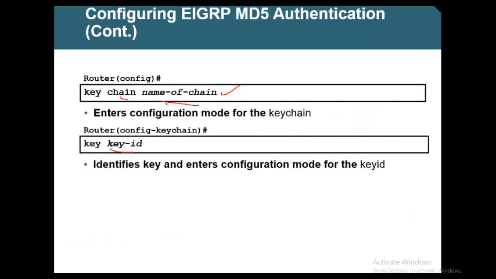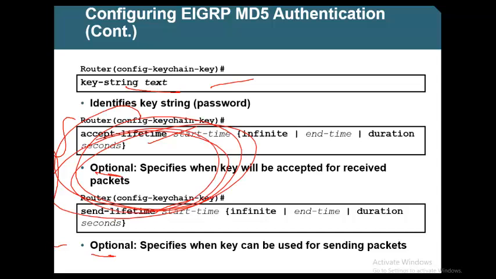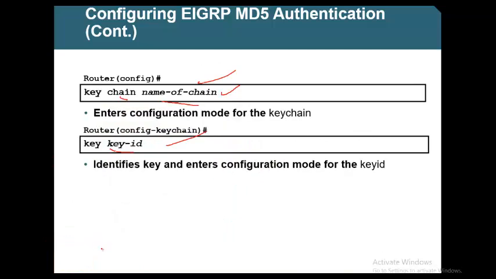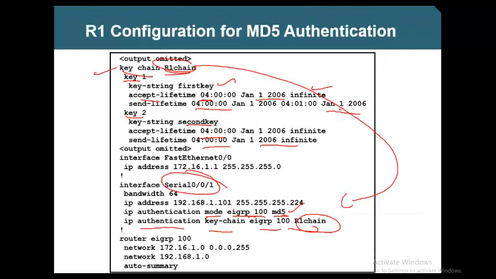That is what is explained here in the steps. First, create a keychain, key ID, key string, accept lifetime, send lifetime. This is optional. If you don't say this, it's going to be forever, from now, forever. And then we call the keychain under the interface. Before that, you enable the mode on the interface. Right, the lab on this we will do in the next class.